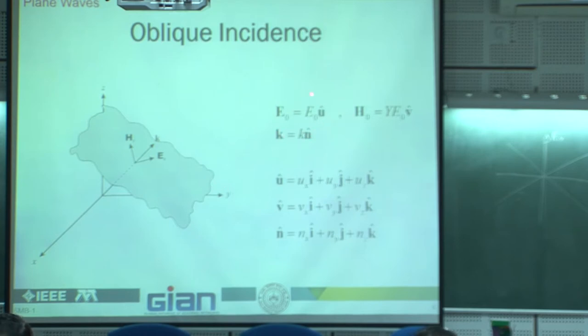And the relation between E and H is, again, the intrinsic impedance. And the wave vector, K, is the wave number K times the unit vector N. This is wave number, and this is wave vector. Okay? Wave vector has the wave number as magnitude, and its direction is the direction of propagation. You may decompose all three unit vectors into X component, Y component, and Z component in order to work with the classic, or traditional, unit vectors this way.